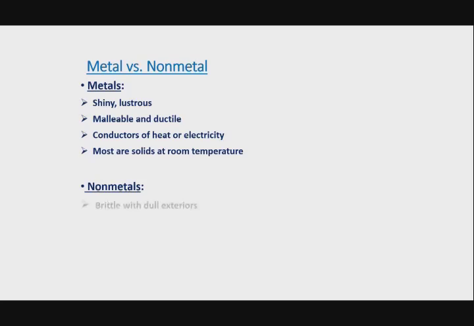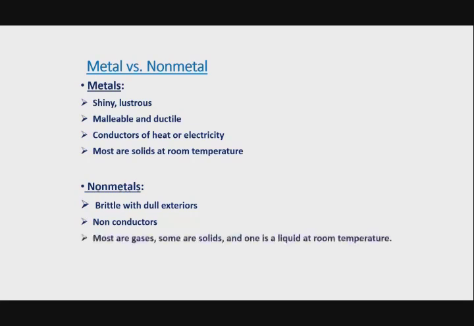Non-metals, on the other hand, do not have a shiny or lustrous surface. They are actually quite brittle and they have dull exteriors. They are not malleable. You can't bend or pull a non-metal into a wire. It would fall apart, crumble in your hands. They are also not conducting of heat or electricity. Most of them serve as good insulators. They are not good conductors at all. Most non-metals are gases at room temperature, but there are quite a few that are solids at room temperature as well. There is one non-metallic element, bromine to be specific, that is actually a liquid at room temperature.